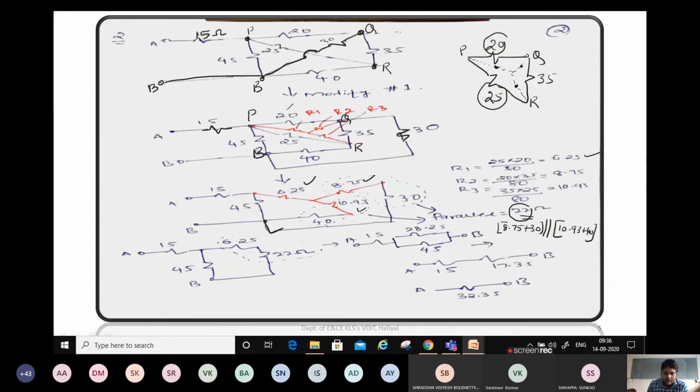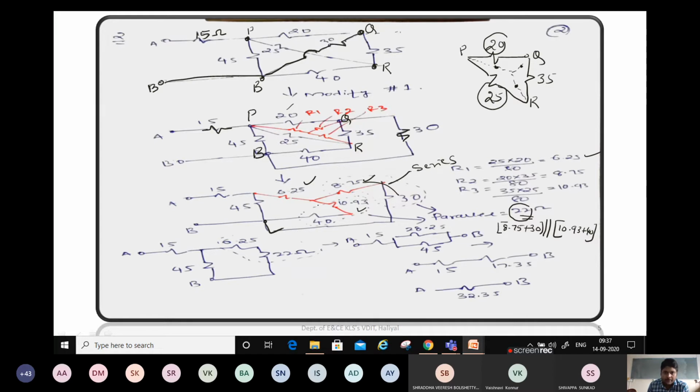ohms. So these two are not in parallel, 8.75 and 30, they are in series. These two are in series. Okay, and 10.93 and 40, they are in series. Their equivalent result is 38.75 and 50.93. They are in parallel. So if you compute, you will get 22 ohms. Okay. So if you come to this point, next is very simple.